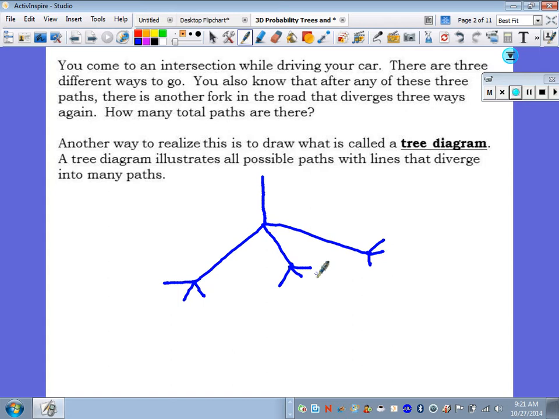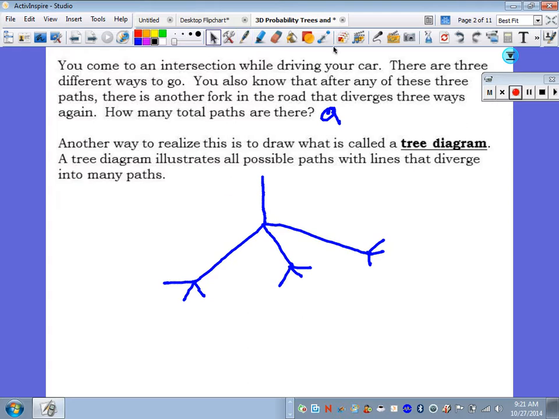So 1, 2, 3, 4, 5, 6, 7, 8, 9. So therefore you have 9. Guys, this actually develops into what we call the fundamental counting principle, where you take the number of paths at the bottom times the number of branches, and that's how you get that. Because 3 times 3, you would get 9. Fighting off a cold, sorry about that.